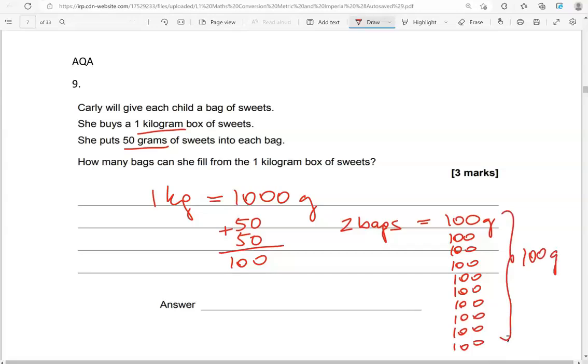And there are 2 bags in each of these. 2, 2, 2, 2. So it's like 10 times 2. So that will be 20 bags.